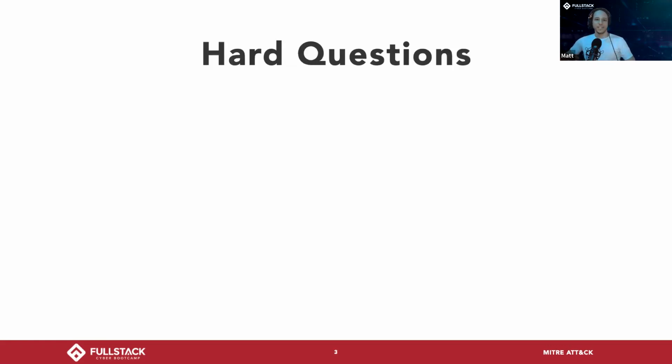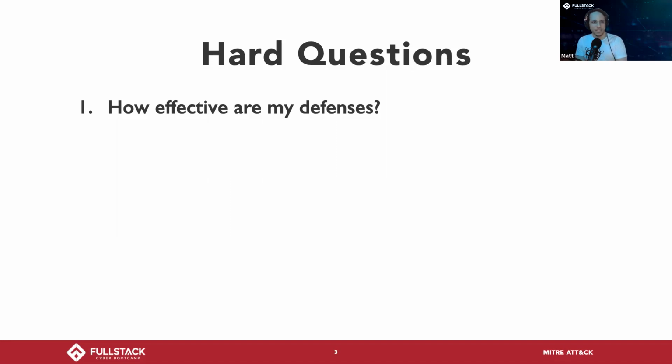So first, let's take a look at some hard questions that this framework is going to help us answer. And the first question that we're always going to have as blue teamers is, how effective are my defenses? Right? We put up all these defenses, we put up firewalls, we put up post-intrusion detection systems and encrypt our devices and data. But then you have to ask yourself, how effective are all of these things that I've actually done? And how are you going to measure this? That's a difficult question to actually answer.